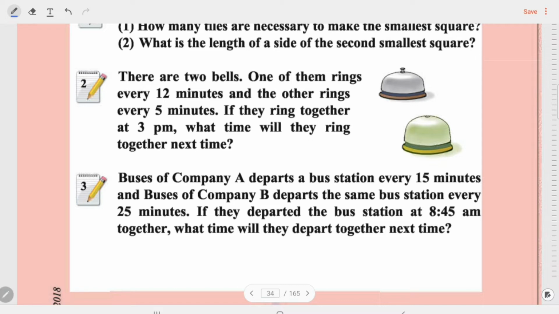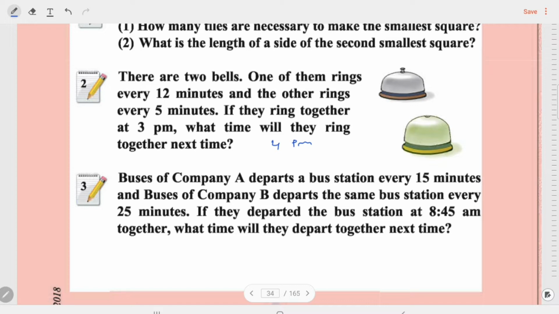Okay, again 12 and 5, you can see they are co-prime. So 12 into 5 is the LCM, that is nothing but 60. 5 2s are 10, yeah, 60 minutes. 60 minutes means 1 hour, right? So at 4 pm again they will ring together. You got the point? Right.